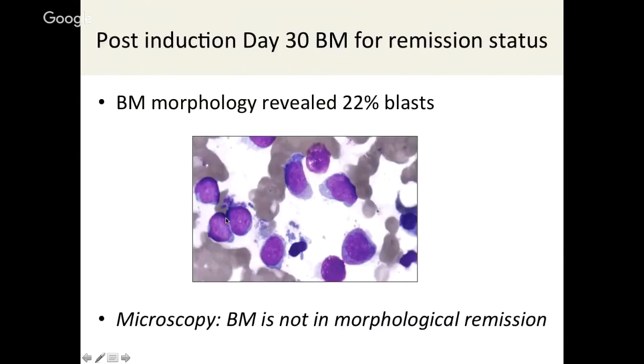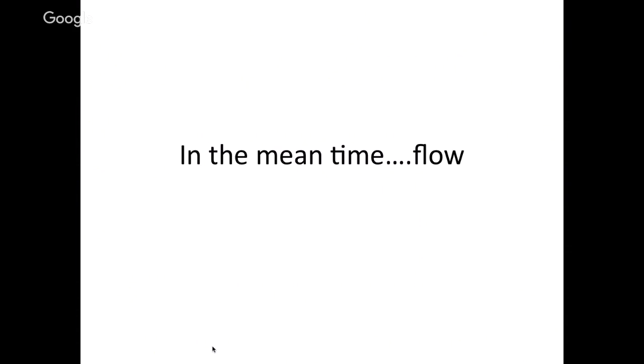The patient was given chemotherapy and we called him back after 30 days for remission status. Bone marrow morphology was done. On microscope, it revealed blasts. You can see these 4 cells, 1 to 3, they are blasts. Some myelocytes, atypical cells, maybe blasts, but surely these 3 are blasts. So bone marrow morphology revealed 22% blasts. Microscopy we reported not in remission. We get the flow report at the same time, so we report together, but the morphological provisional opinion was not in remission.